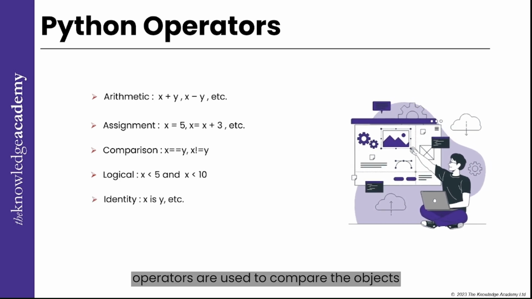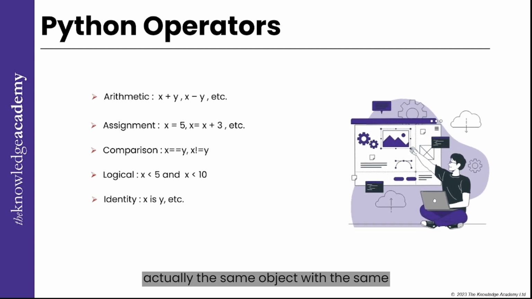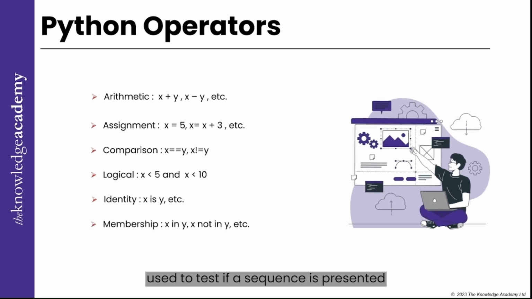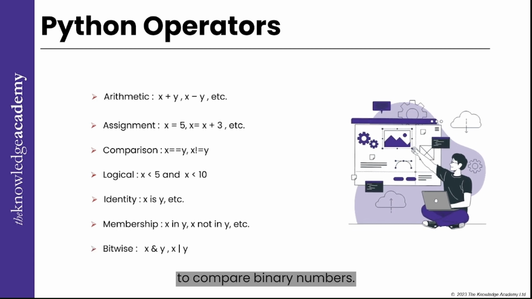Identity operators are used to compare objects, not if they are equal, but if they are actually the same object, with the same memory location. Membership operators are used to test if a sequence is present in an object. Bitwise operators are used to compare binary numbers.